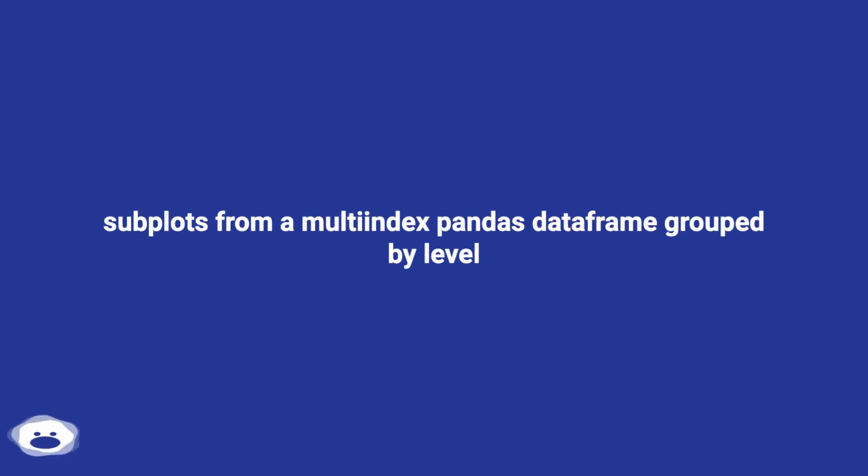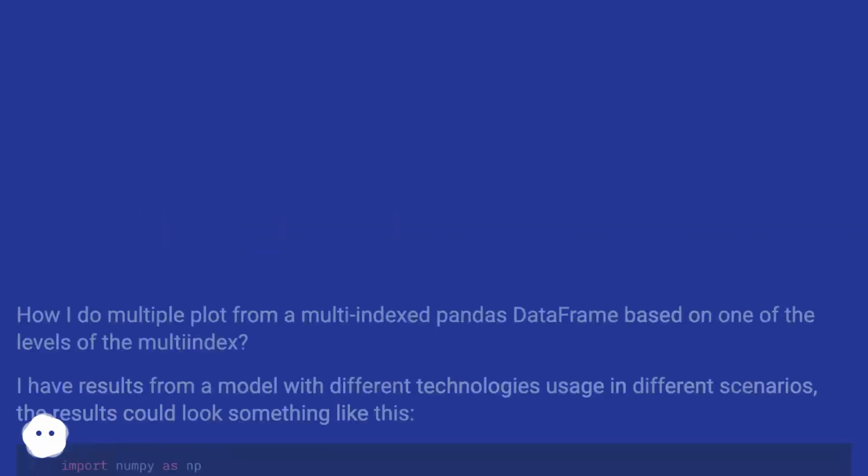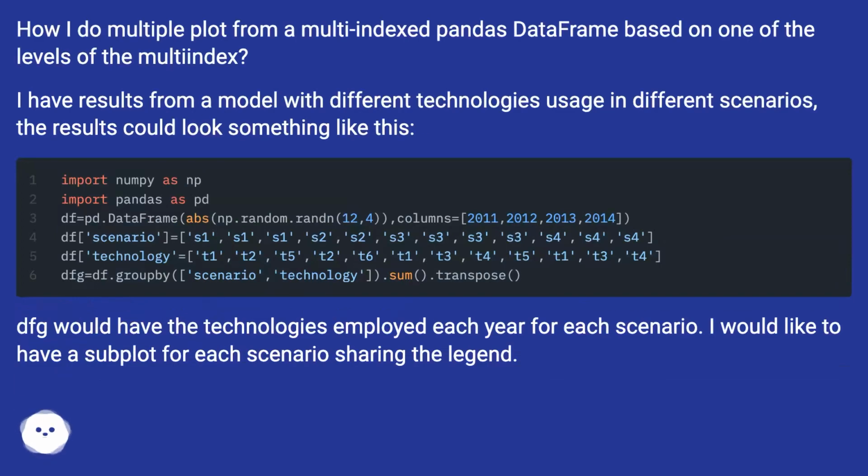Subplots from a multi-index Pandas dataframe grouped by level. How do I make multiple plots from a multi-index Pandas dataframe, based on one of the levels of the multi-index? I have results from a model with different technologies usage in different scenarios. The results could look something like this.